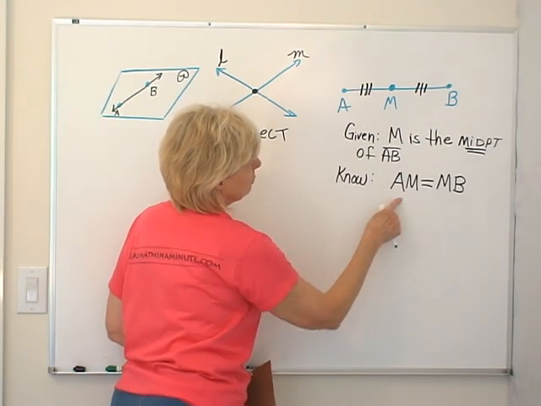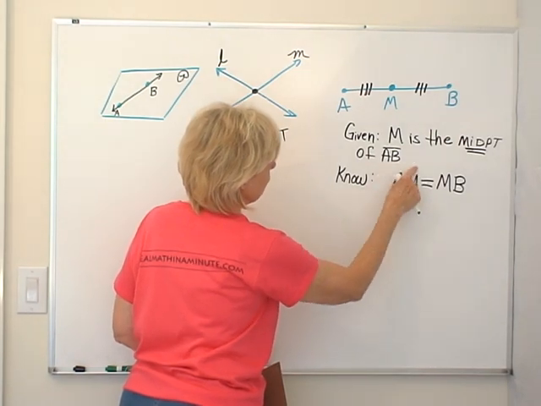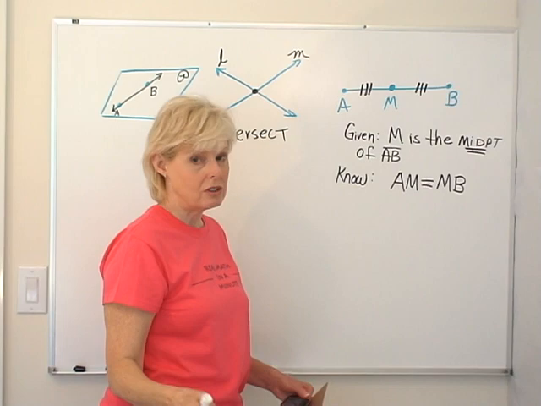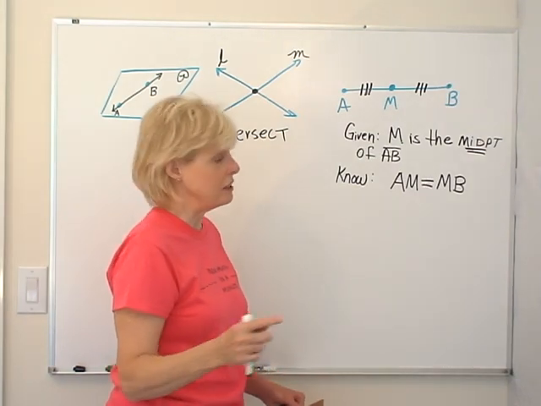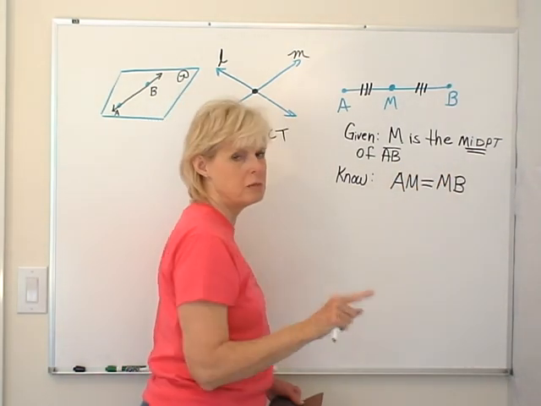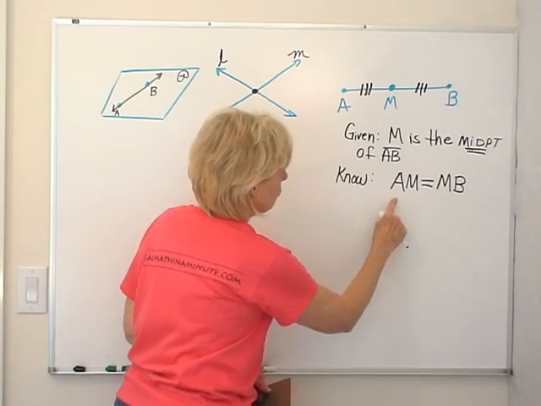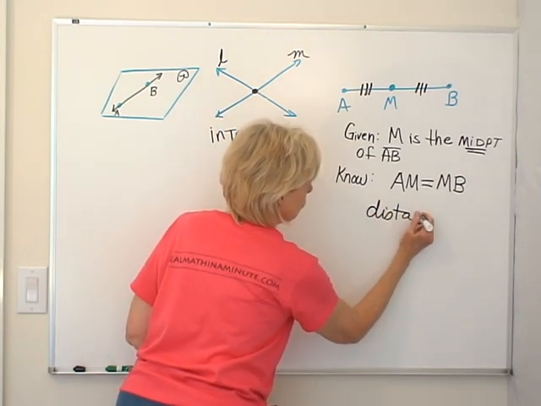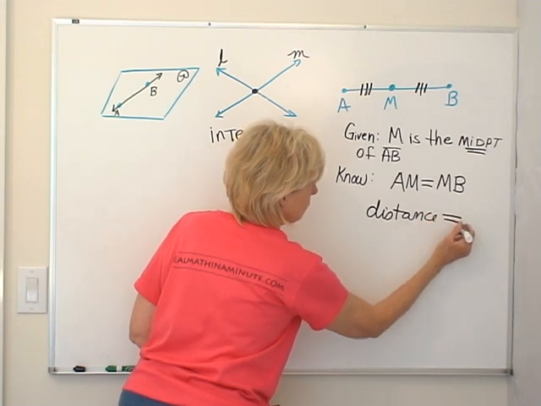So let's take a look at how we wrote that. There's nothing over the top. So it doesn't mean segment, it doesn't mean line. If there's nothing over the top, it means the distance. So get very good at that. Distance equals distance.